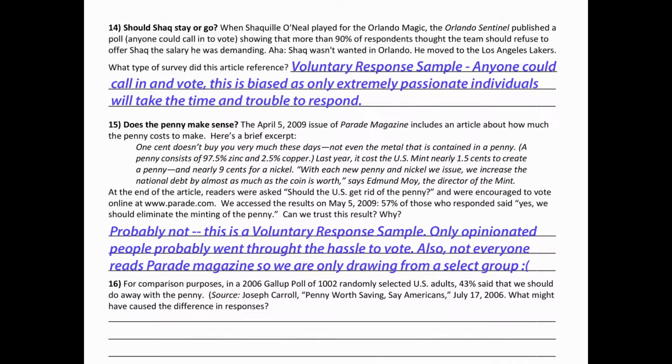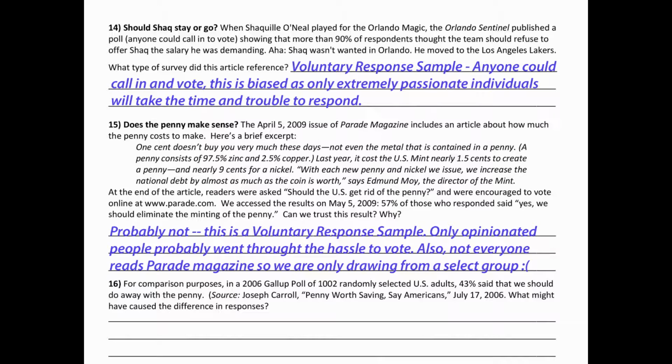Also, you have to think about who's getting the magazine. Not everyone reads Parade magazine, so we're only drawing from a certain select group. Maybe it's included in the paper, and only people who have extra money order the paper, or people who are older, who are used to reading the paper, would respond to those types of things. So demographically, we have to be kind of concerned about who's getting our poll, and then the people who are responding might be very opinionated.